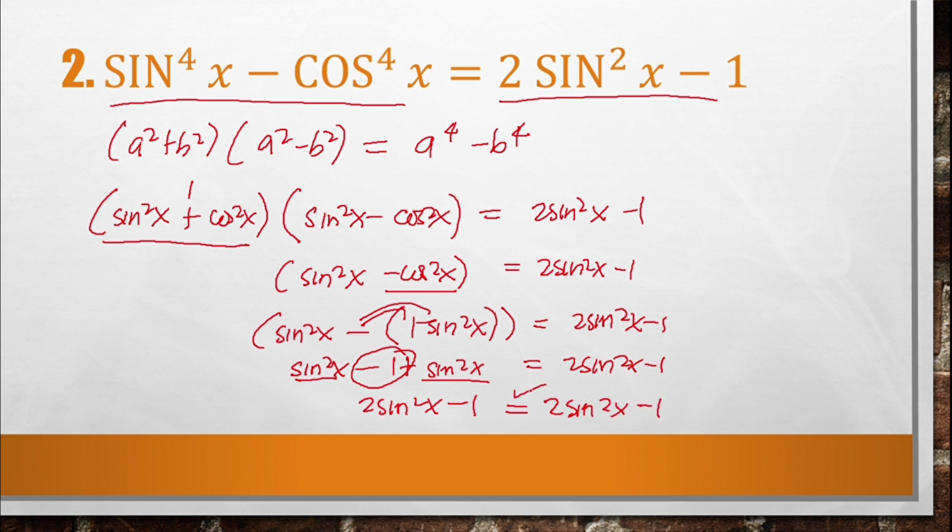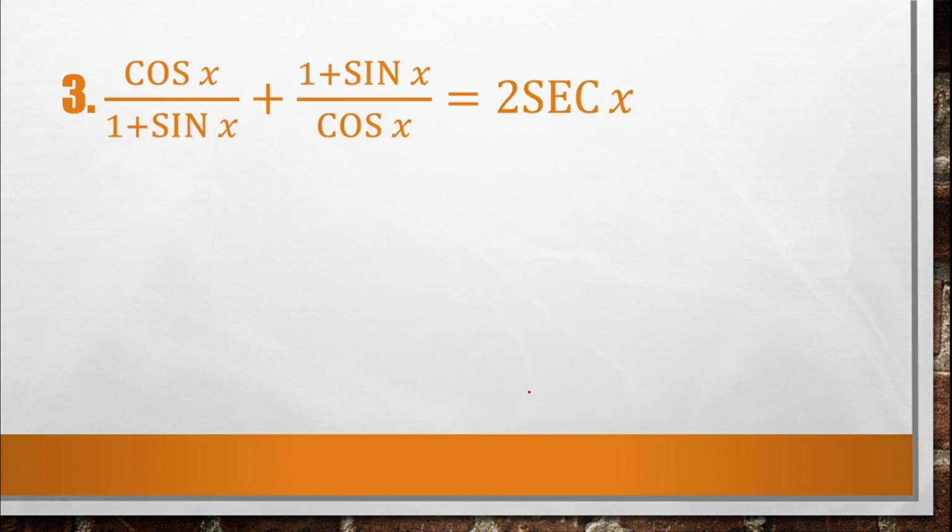So therefore, we proved already and verified that this is an identity. That's number 2. So let's proceed with number 3. So in number 3, we have here the concept of least common denominator. So this is the form. So we have to find the LCD for this one, and this is the more complicated part, so therefore we have to prove, and this is our goal.